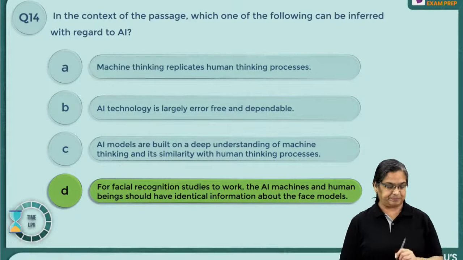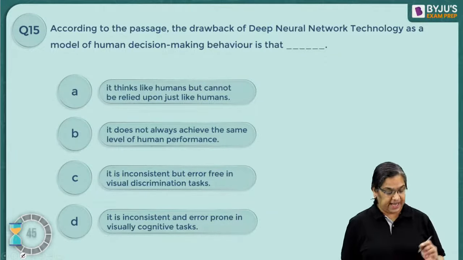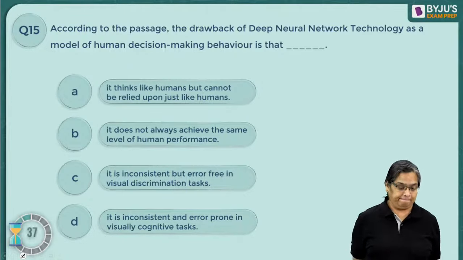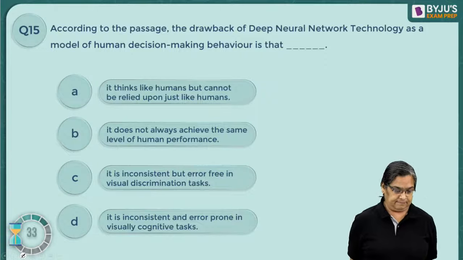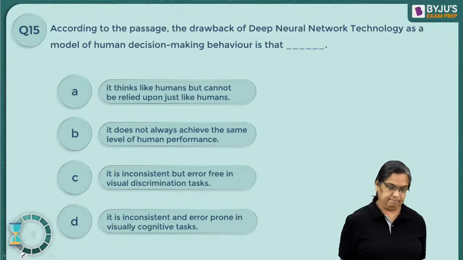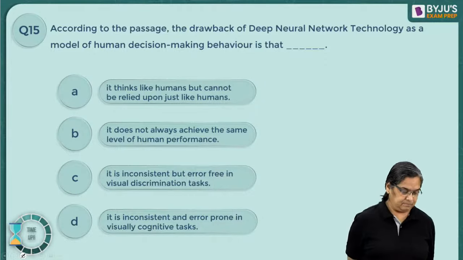All right. Next one. Quickly. According to the passage, the drawback of deep neural network technology as a model for human decision-making behavior is that, again, I'm not going back to the passage, but let's see if you get it right. Okay, let me get your answers for 15. Please mark the question number.